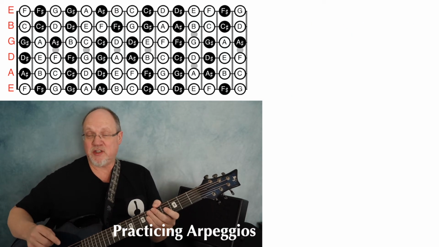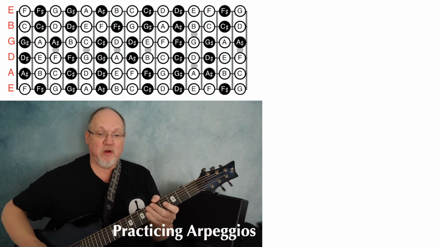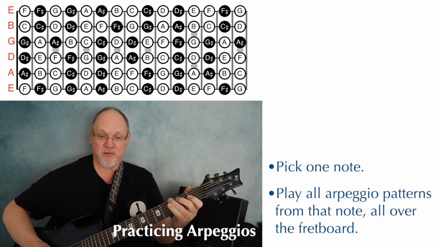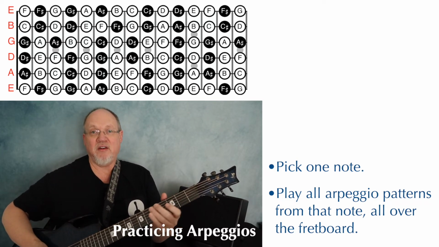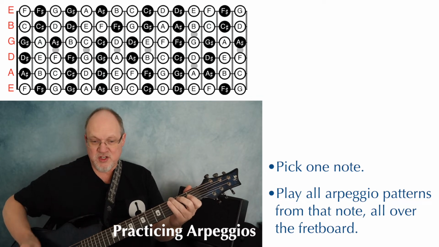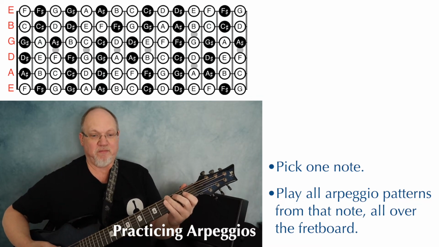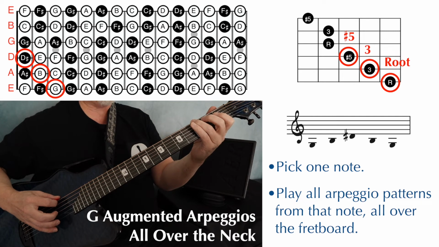This second approach combines arpeggio practice with fretboard knowledge. So pick a note, let's say a G, and then play all the arpeggio shapes starting on that note. And we're going to do this with G augmented arpeggios. So I could play this low G augmented.